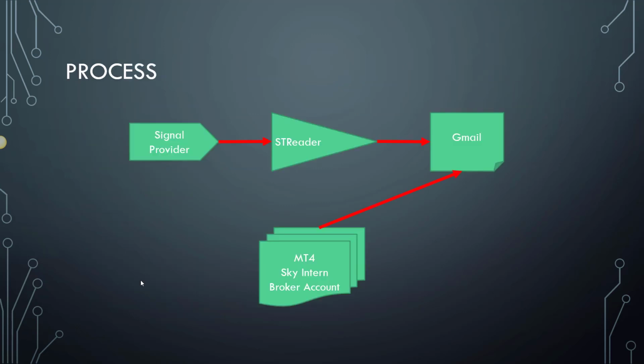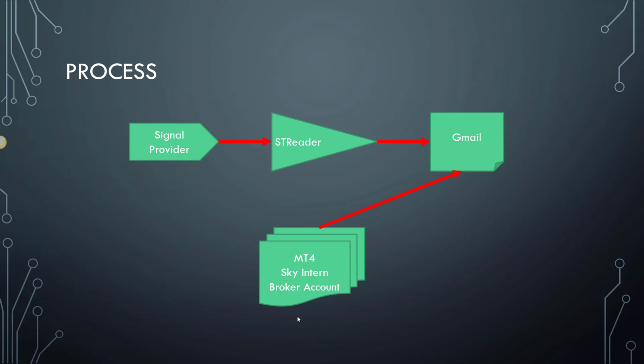So what is this complete test? What it's going to do is test the process from getting the signal to the STReader. STReader then is going to take that information and convert it into an email and send it to your Gmail account in a proper format so that MT4 and Sky Intern, more importantly, no matter what broker account you're logged into, as long as Sky Intern is on that, it's going to read that email and place that trade. All right, so that's the process. The entire process is what we're checking on.